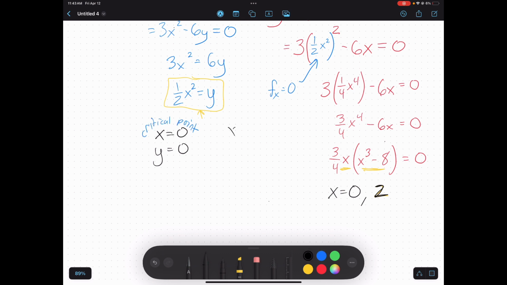Well, I can also plug 2 in, see what I get. 2 squared is 4. 4 divided by 2 is 2, and so my corresponding value for x equals 2 is y equals 2. And there's my other critical point. So I have 2 possible critical points.